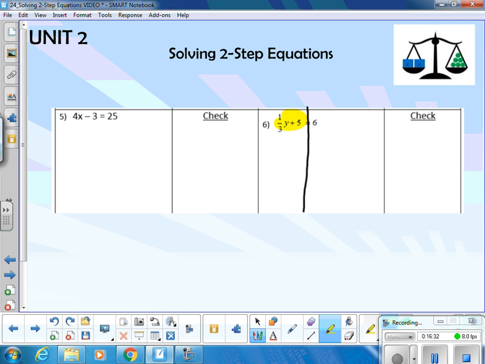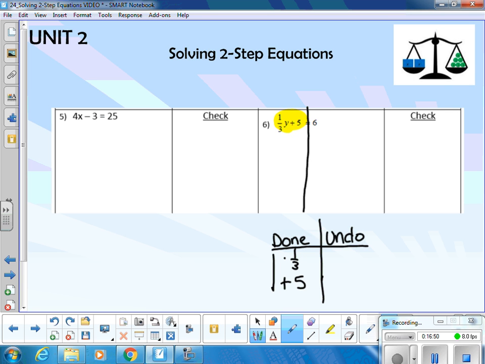We're going to start on this side where my y is. What's being done? And how do I undo that? So first, we're multiplying by 1/3, and then we're adding 5. So now I have to undo that. The first step is to divide, or I'm sorry, not divide, but subtract 5. So let's subtract 5 from both sides.